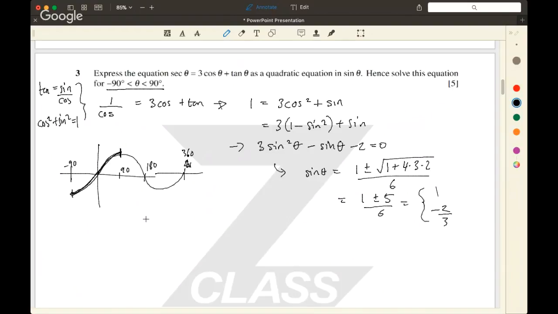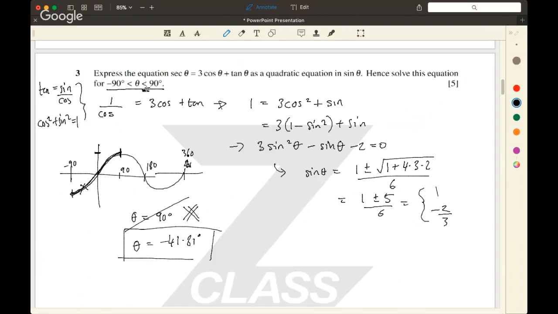And so if sine of theta is equal to 1, we get that only once, where theta is equal to 90 degrees, but this is not allowed because you can see that the limit is strictly less than 90. It doesn't include 90. So we don't care about that answer for theta. But if sine of theta is minus 2/3, that happens somewhere over here. And if you put it into your calculator, you get that theta is equal to minus 41.81 degrees. And that is the only answer that satisfies the conditions.